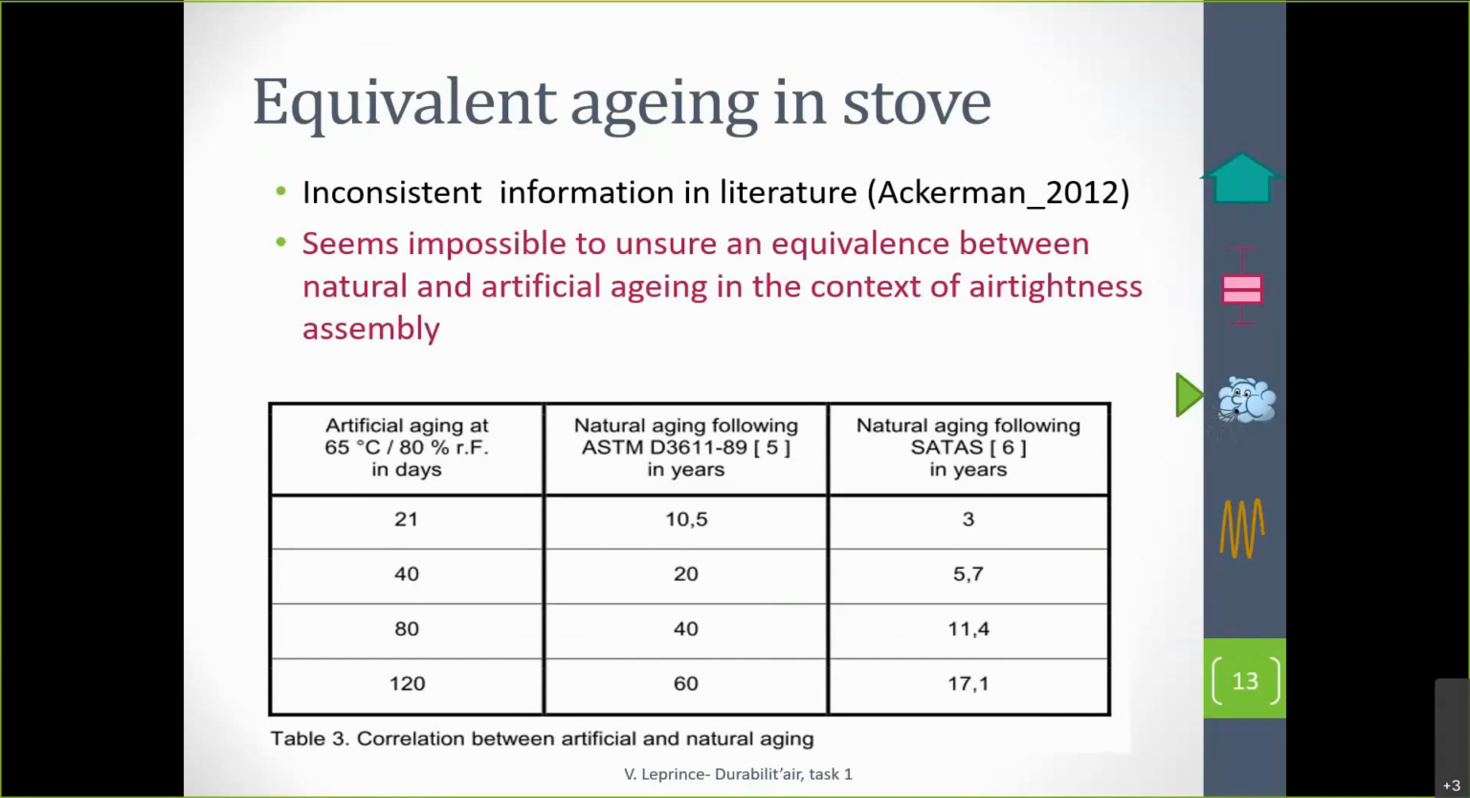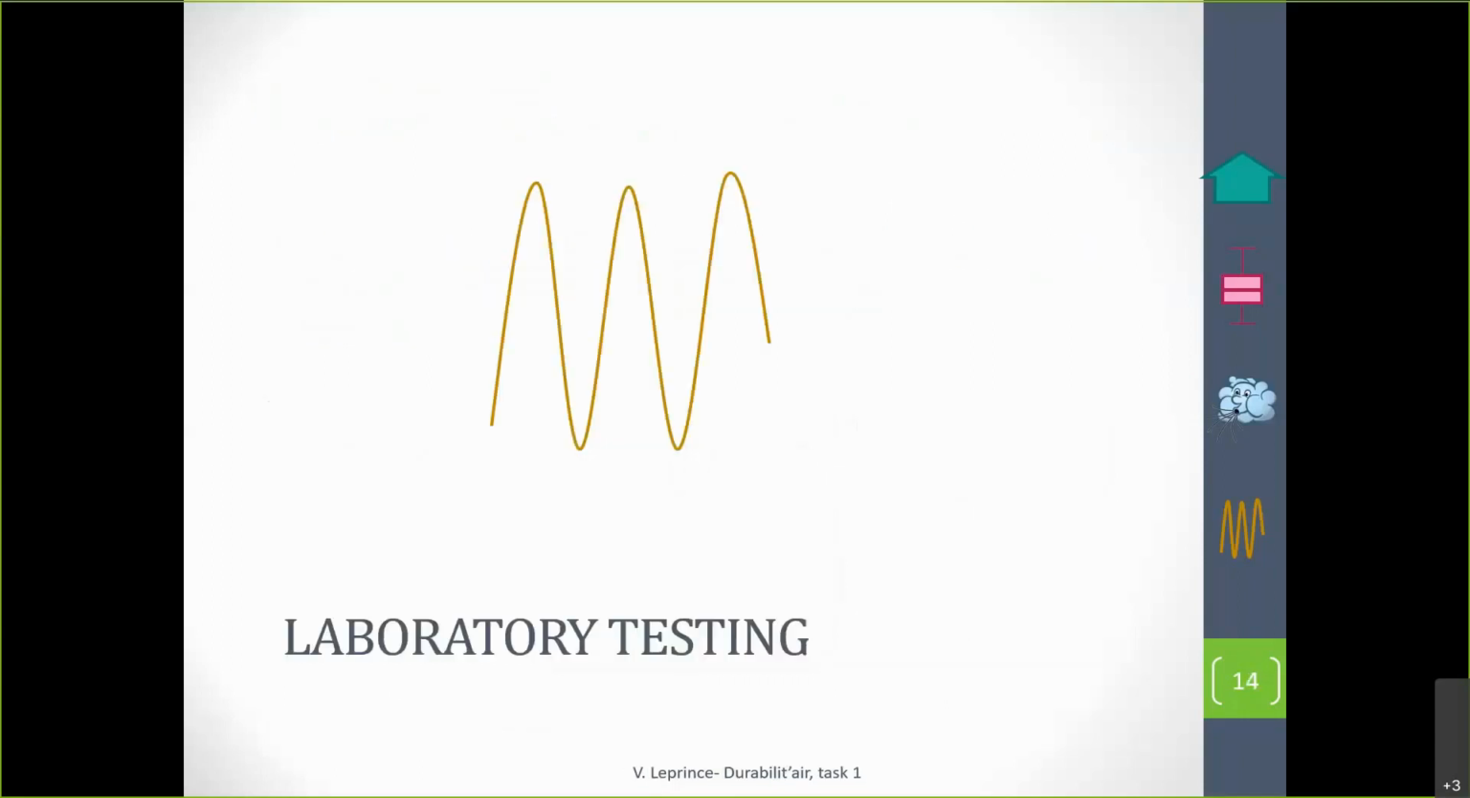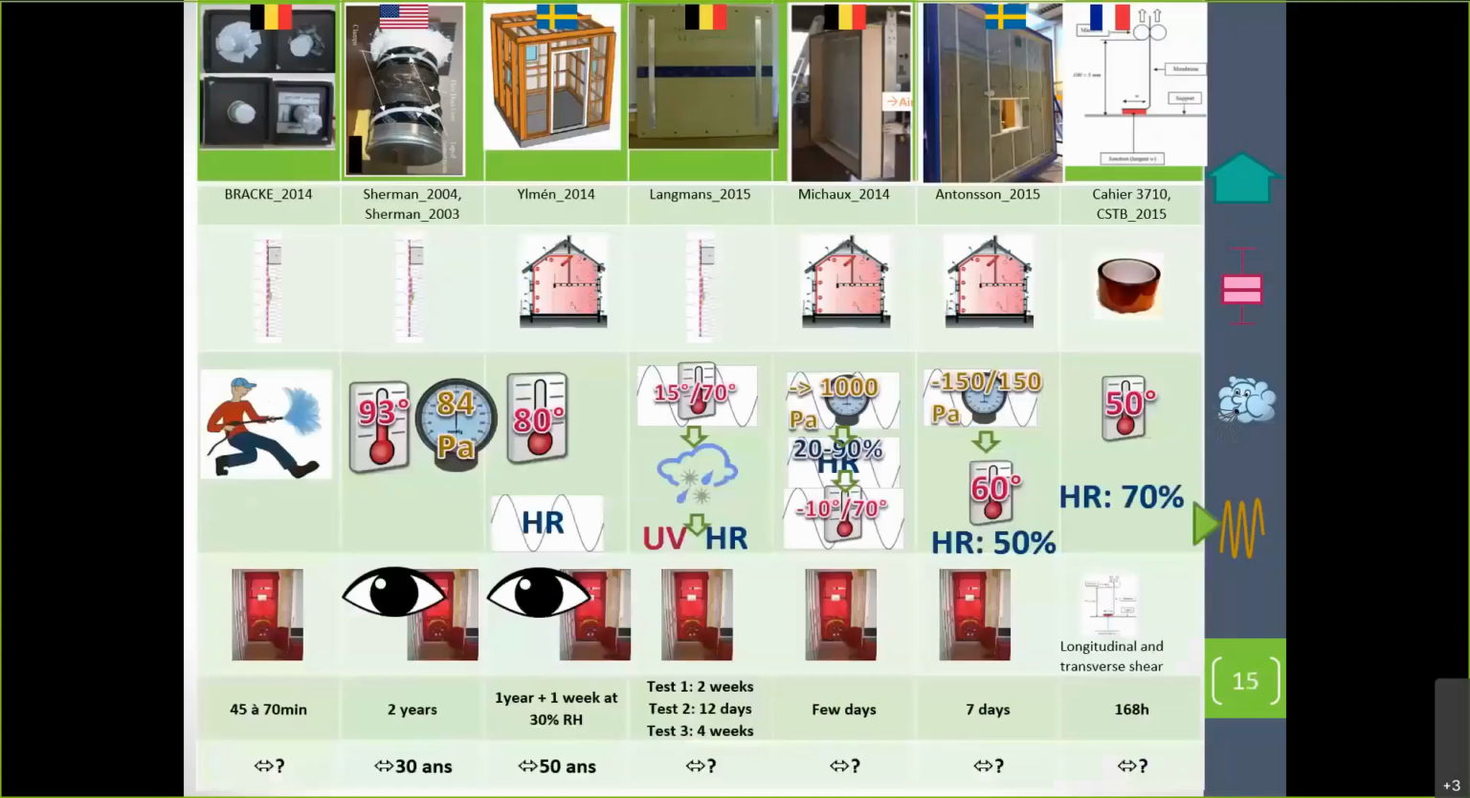So we can just age the products, but we cannot say, okay, it's equivalent to 50 years of aging or something like that. Now let's have a look at the laboratory testing that has already been done to test the durability of products. So in the context of the durability project, we have found 6 studies that were performed before 2016, the year when we did this review.